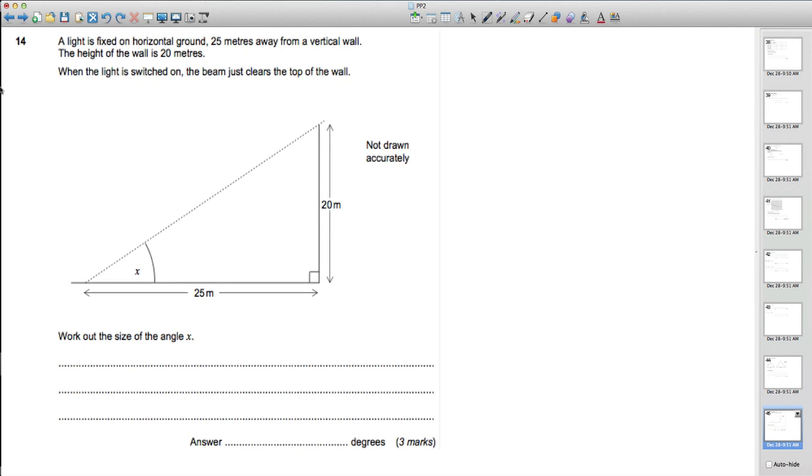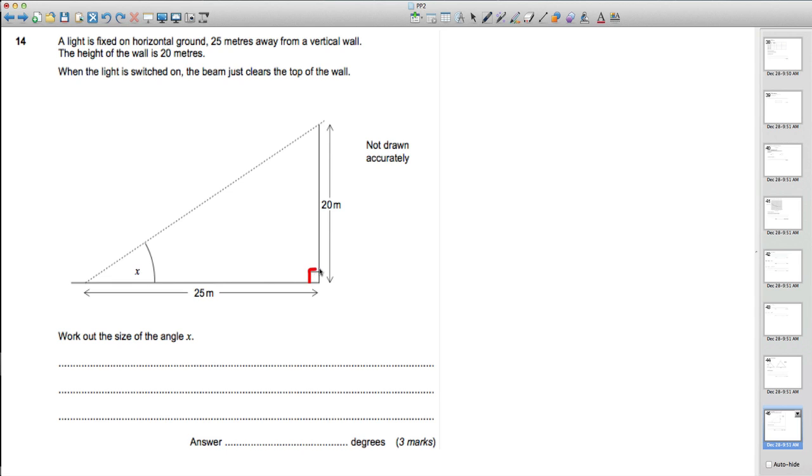Question 14. A light is fixed on horizontal ground, 25 metres away from a vertical wall. The height of the wall is 20 metres. When the light is switched on, the beam just clears the top of the wall. Work out the angle here.